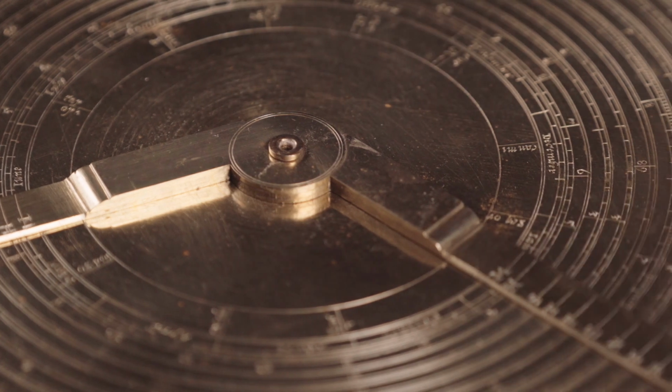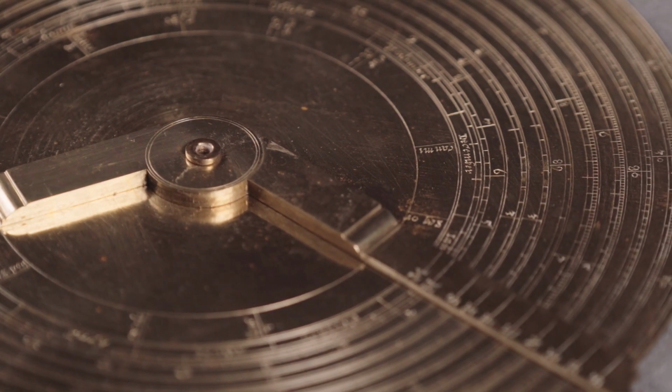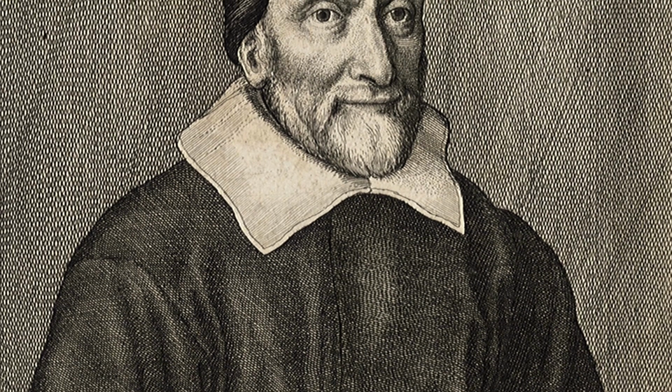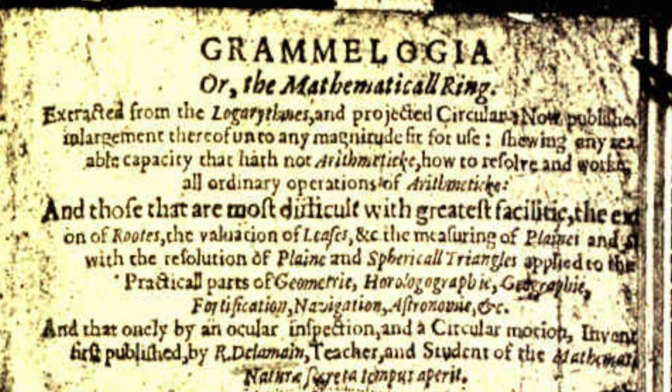The emergence of the circles of proportion was surrounded by controversy. The instrument's inventor was William Oughtred, a mathematics teacher who lived near London. He discussed the idea of the instrument with the instrument maker Allen. Another mathematical practitioner saw the design in Allen's workshop and rushed to publish the invention in print with a royal patent under his name, Richard Delamain. This ambitious man also gave a particular and fancy name to the instrument, grammalogia.